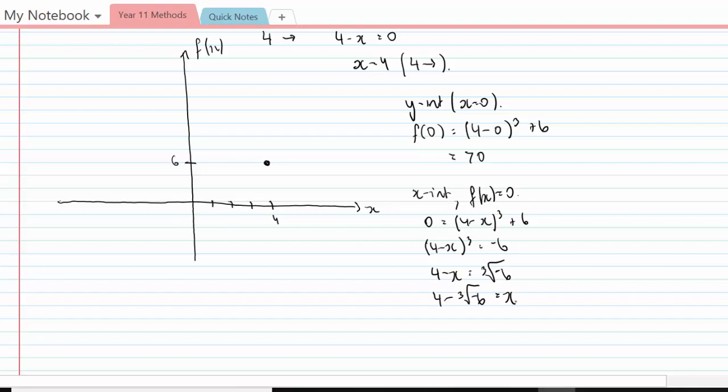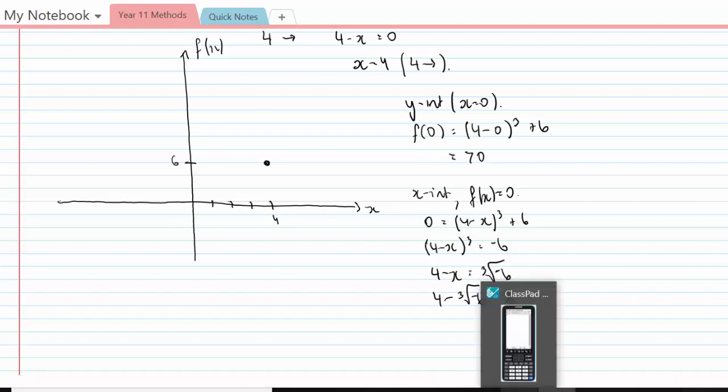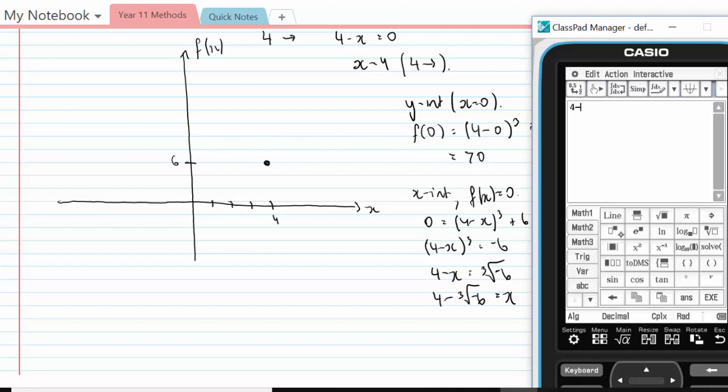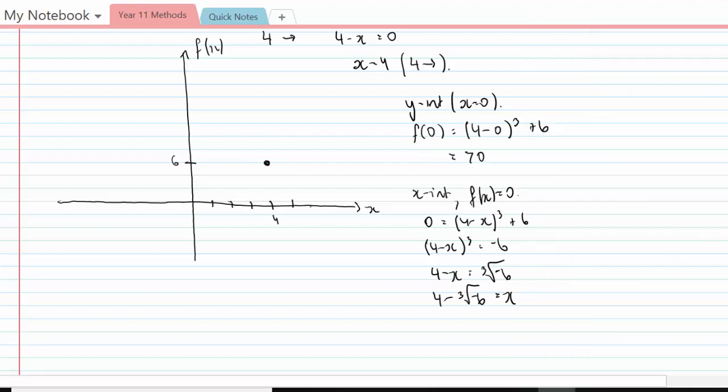Now you could use a calculator to get a decimal approximation there, and I might actually just do that. So, set to decimal down here. 4 minus the cube root. To get the cube root, it's under math 2, I believe. Oh, no, maybe I missed it. There it is, sorry. Cube root of negative 6. Oops, I don't want the complex. It's 5.82. So if that's 5 and that's 6, it's going to be about here.